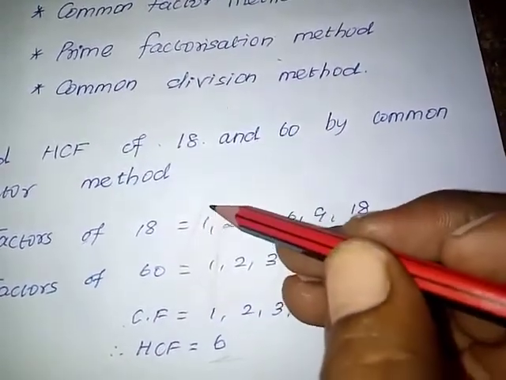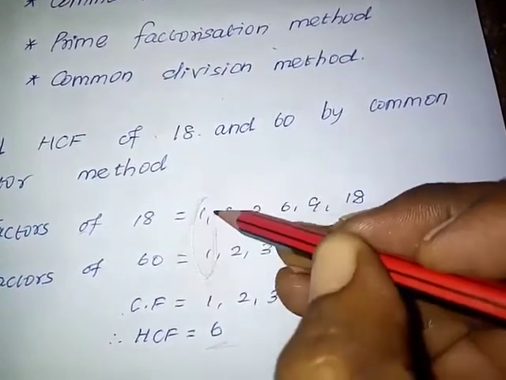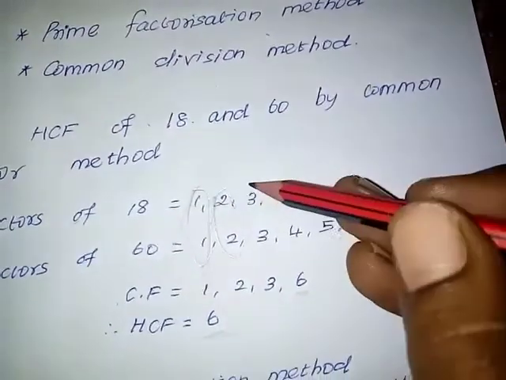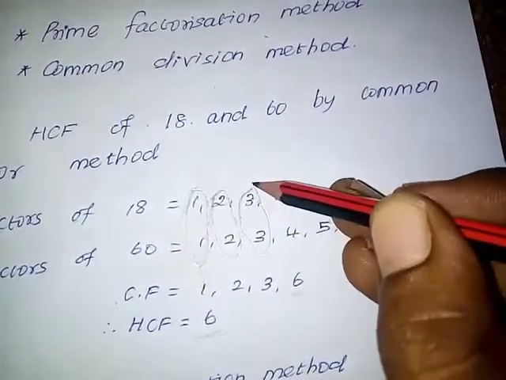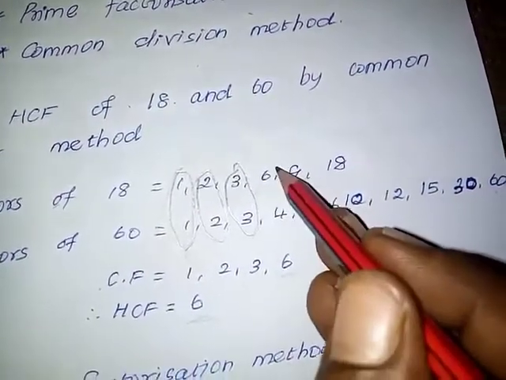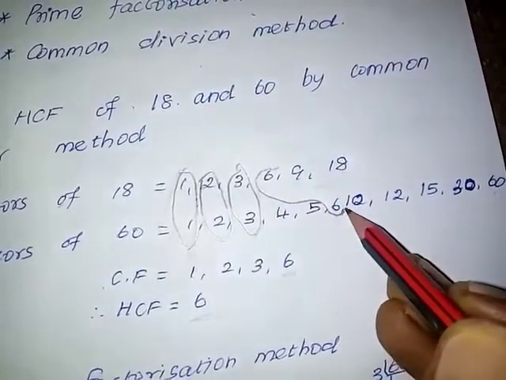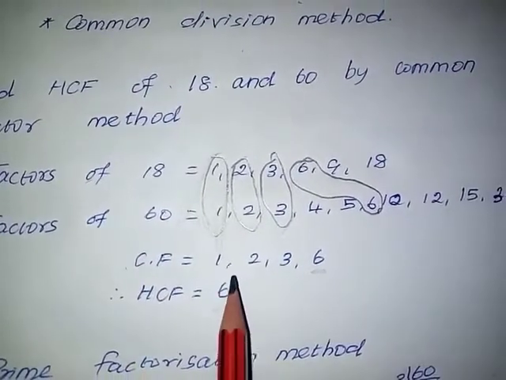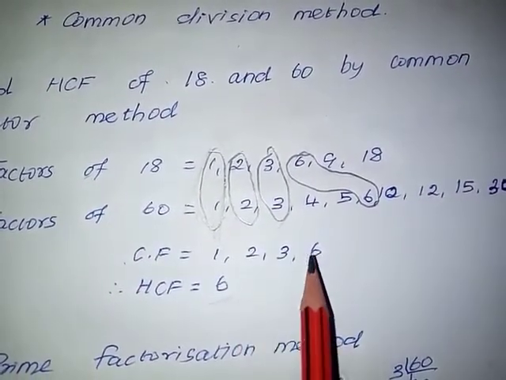Now we have to circle the common factors: 1, 2, 3 and 6. So the common factors are 1, 2, 3, 6.